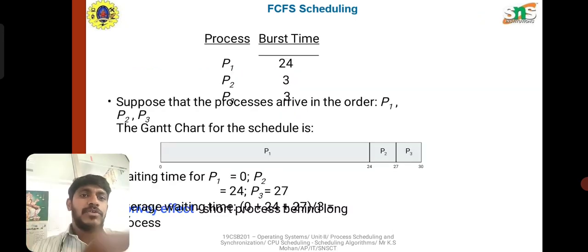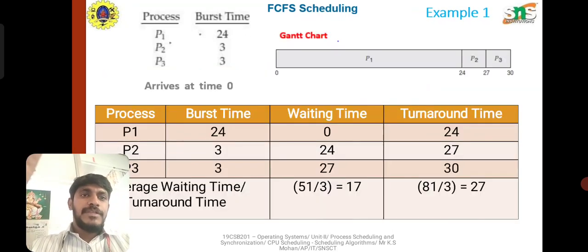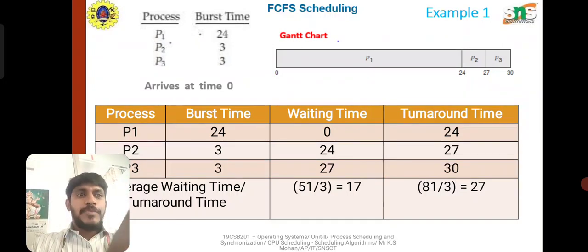How will we get 0? As in the previous chart, the arrival time is 0, so we start process P1 at 0. There is no waiting time for P1, but P2 has a waiting time of 24. Why? Because P1 has a burst time of 24. So P2 will start at 24, and P3 will start at 27.